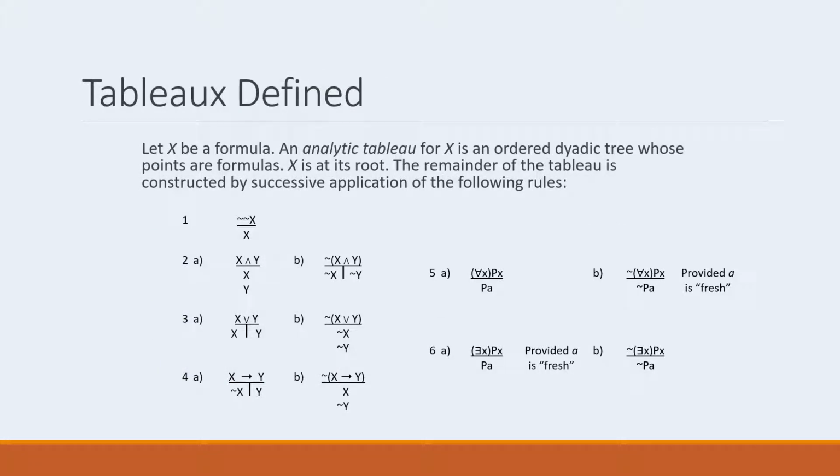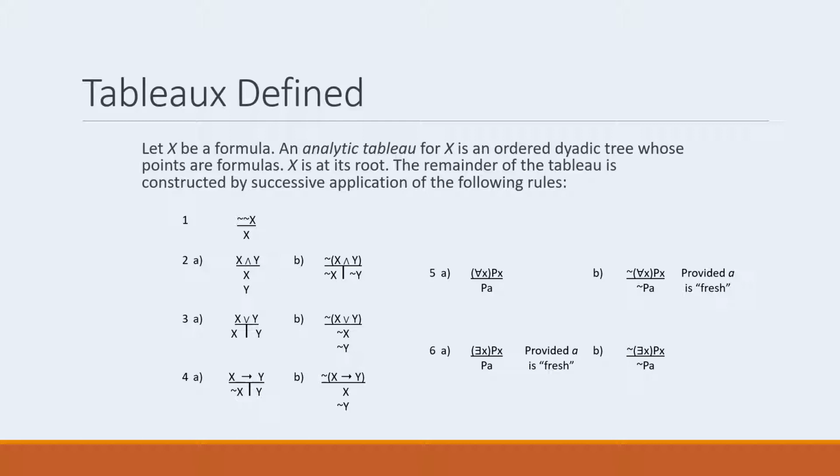We are now ready to define Tableaux. Let x be a formula. An analytic tableau for x is an ordered dyadic tree whose points are formulas. X is at its root. The remainder of the tableau is constructed by successive application of the following rules. We have rules for each of the connectors and their negation, as well as rules for the universal quantifier and its negation, and the existential quantifier and its negation.